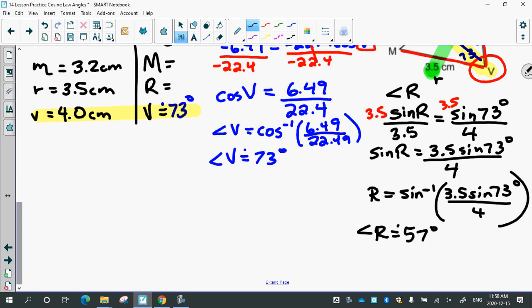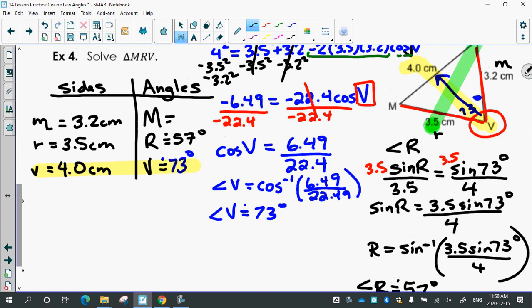And once you've got two angles, so here's my dot, make sure you put it beside R. You can get the third one just by subtracting 180 minus the other two. So 180 minus 57 minus 73 gives me 50 degrees approximately. They add up to 180, and you can see that the one we found did turn out to be the largest between the two shortest sides. Okay?